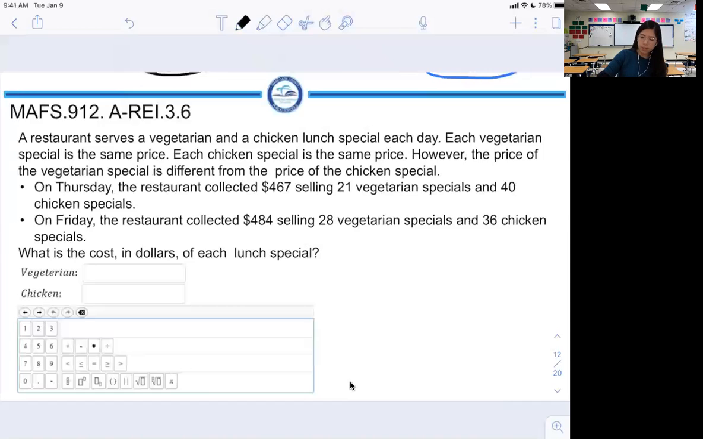Alrighty, let's do this. So first I set up my equations. We might as well do V for vegetarian and C for chicken.